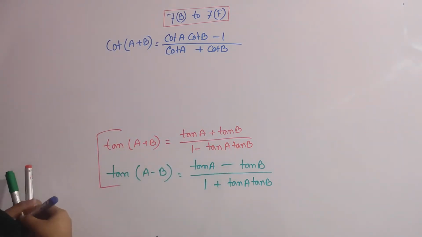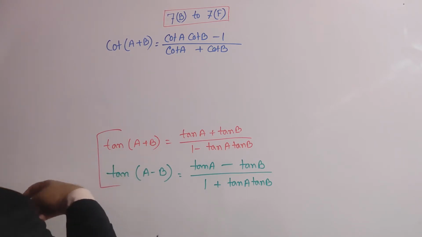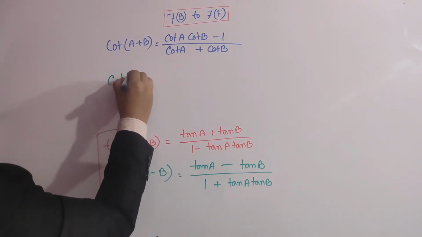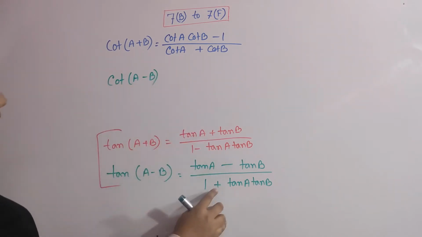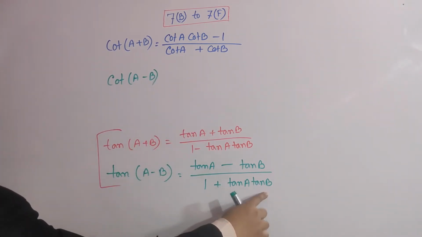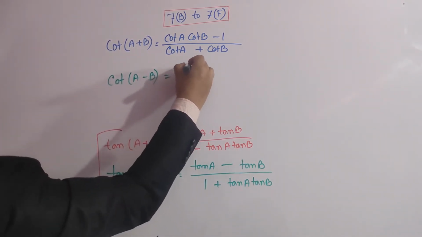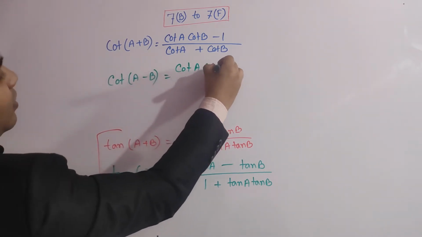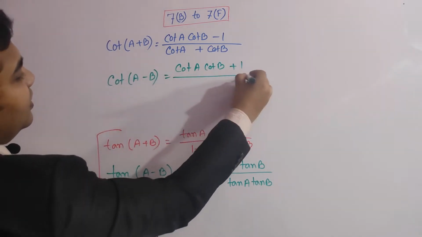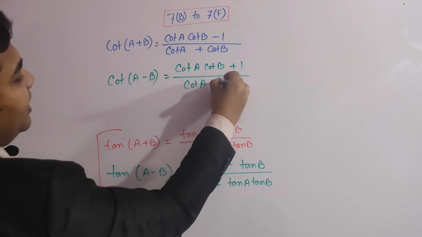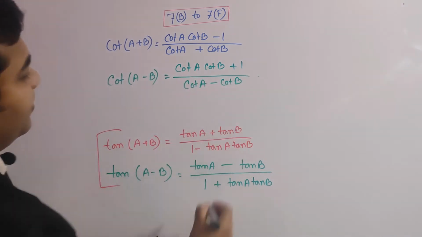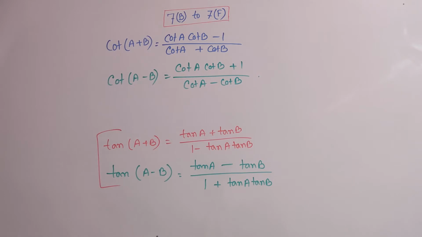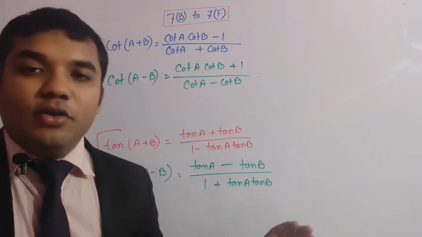But what about the minus? When it is minus, it follows like this. So 1 plus tan A tan B, so it should be cot A cot B plus 1 divided by cot A minus cot B. All of these formulas are very important for your chapter 7, I mean the trigonometry part.